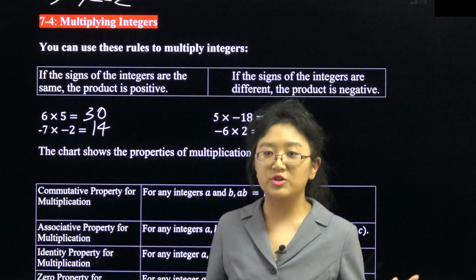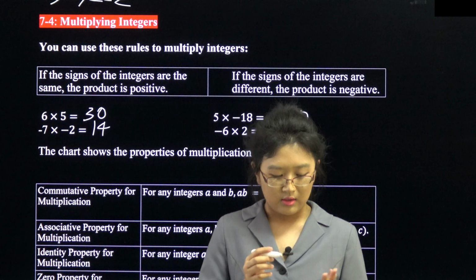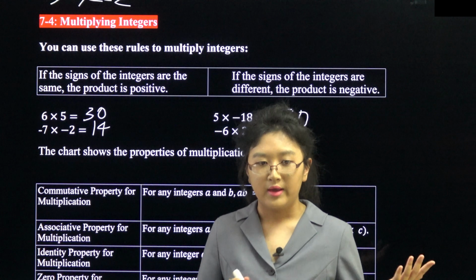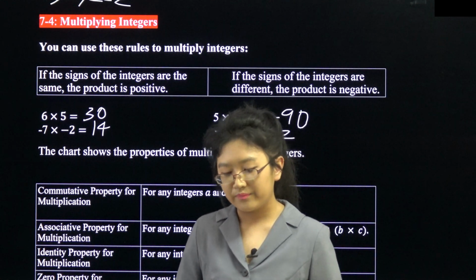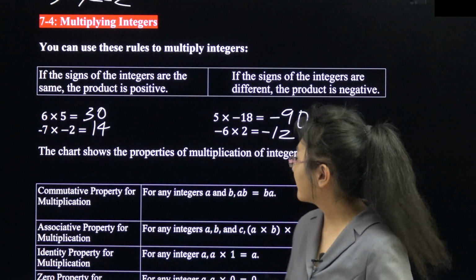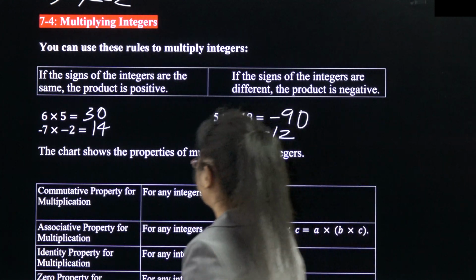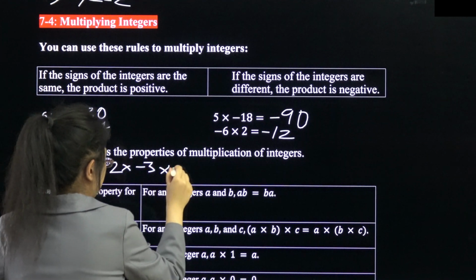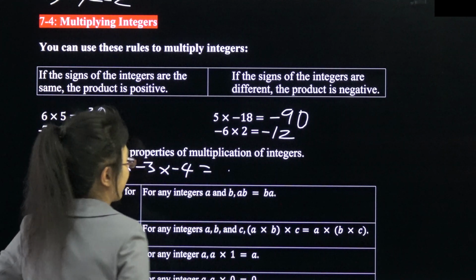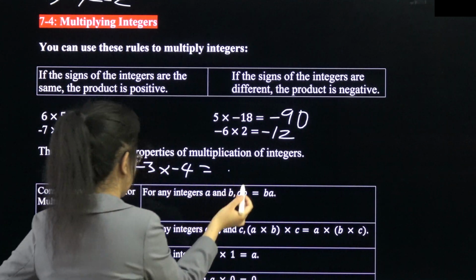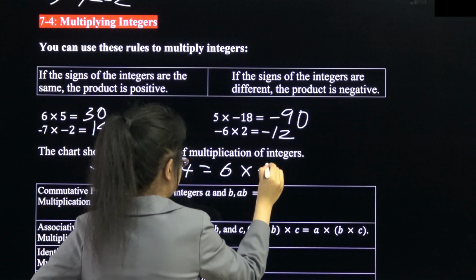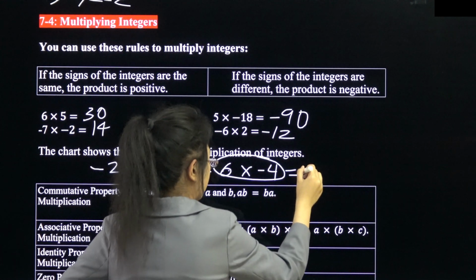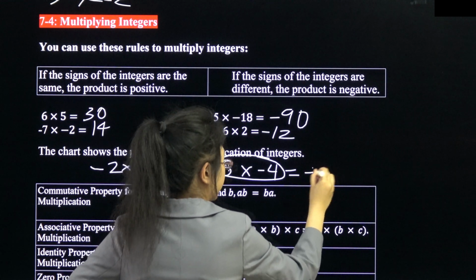If the signs of all the integers are the same, then it's positive. Say, negative 2 times negative 3 times negative 4. Well, here's the thing. If you do a bunch in a chain, then it depends on the chain. Say negative 2 times negative 3 times negative 4, then it's still going to be negative. Why? Because negative 2 times negative 3 is equal to 6, and then that'd be 6 times negative 4. And that's not the same sign, so it would be negative.